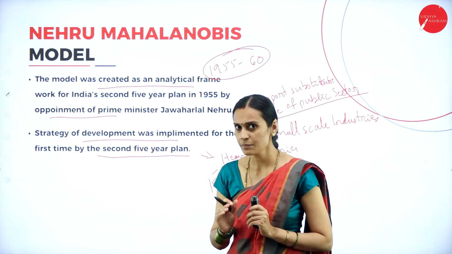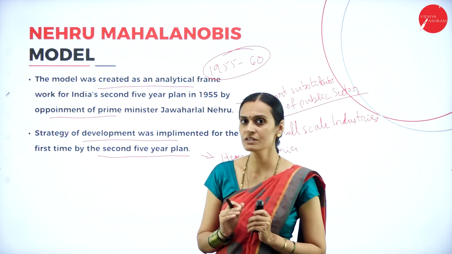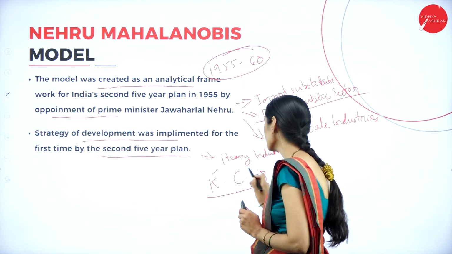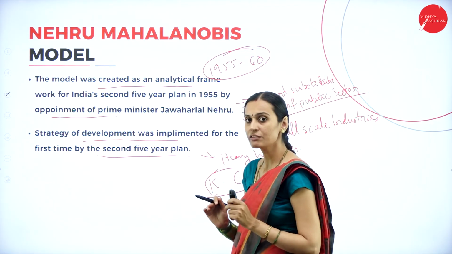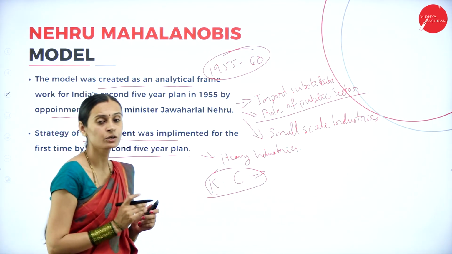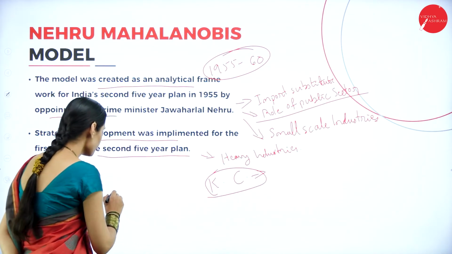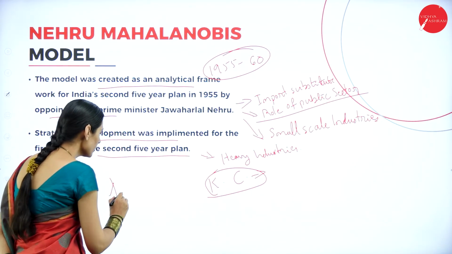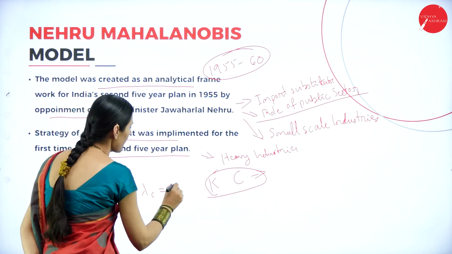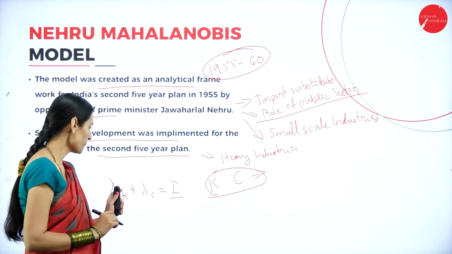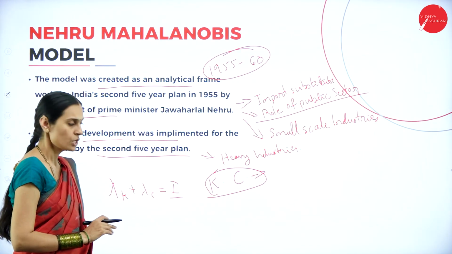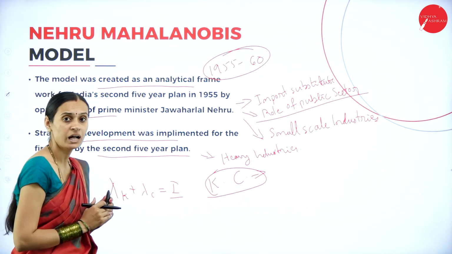And he tells about the proportion of total investment which is utilized for capital goods and consumer goods. How can we write the proportions of investment on consumer goods and capital goods? The proportions are lambda k plus lambda c equals I. I means investment, the proportion of capital and the proportion of consumer goods. So this will be the model of Mahalanobis.